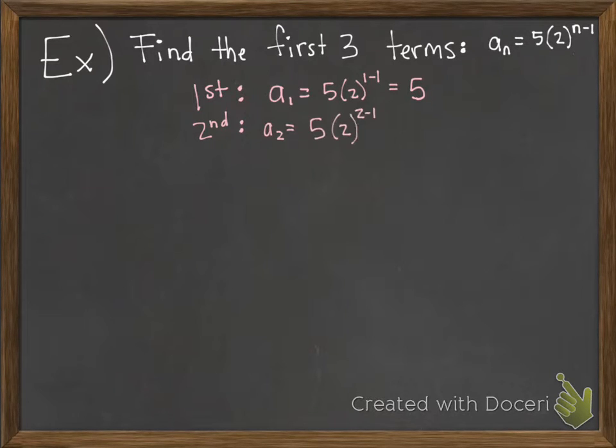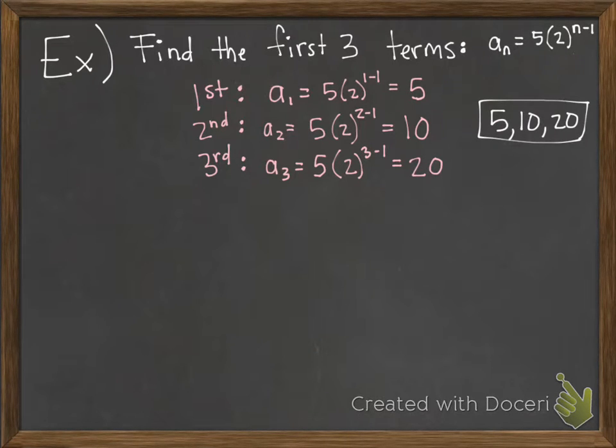To get the second term, I would plug in 2 for n. a2, which means second term, equals 5 times 2 to the power of 2 minus 1. This equals 10. The third term, we would plug in n equals 3, so we would get a3, which means the third term, equals 5 times 2 to the power of 3 minus 1, which equals 20. So our first 3 terms are 5, 10, and 20.